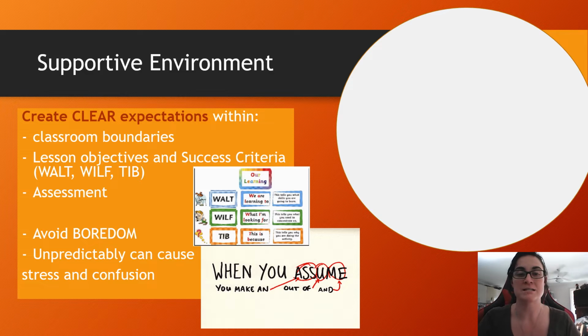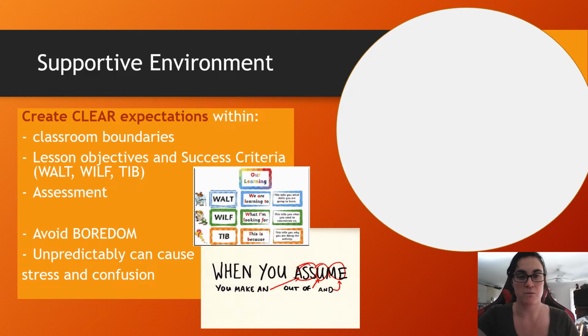We need to avoid boredom in the classroom. When students are bored, they're going to switch off, because we have this brain mechanism where we want to conserve energy. If something is repetitive and it's not helping them, their brains are like, okay, we need to conserve energy, that's not important. So we need to keep things interesting.